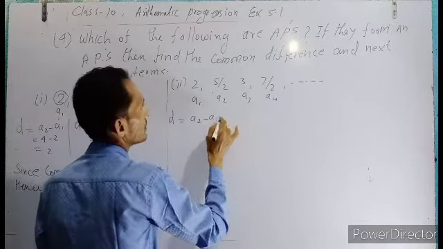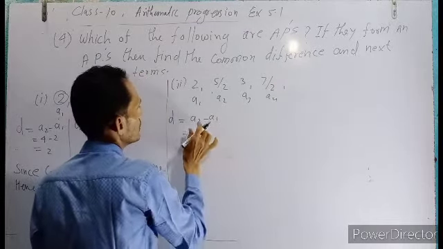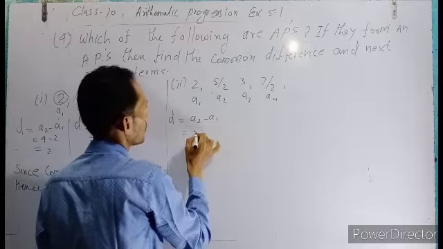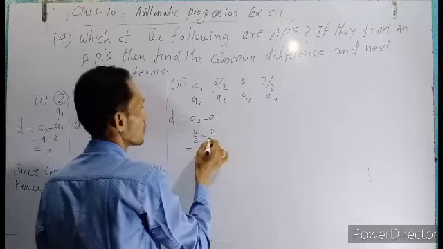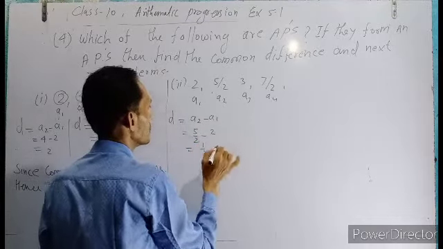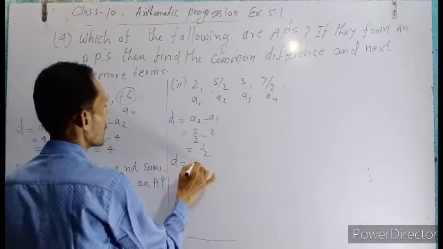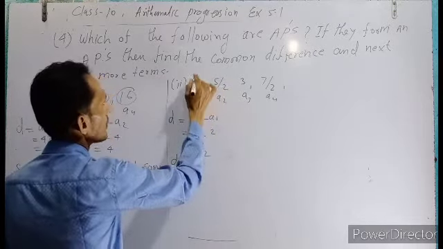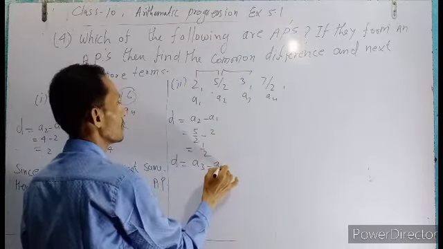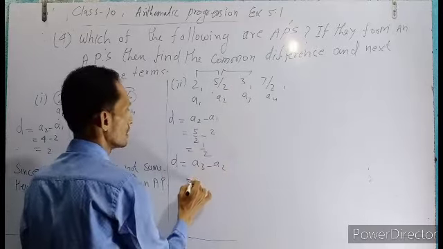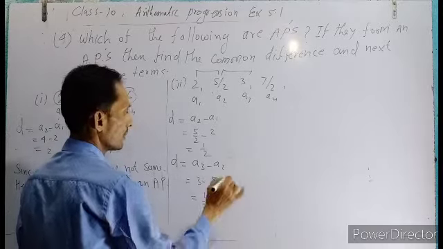D equal to A2 minus A1, 5 by 2 minus 2. So what will come? 5 minus 4 by 2, 1 by 2. Similarly, also do for the next two terms. First take these two terms, then these two terms. A3 minus A2, what is A3? 3 minus 5 by 2, that is also 1 by 2.